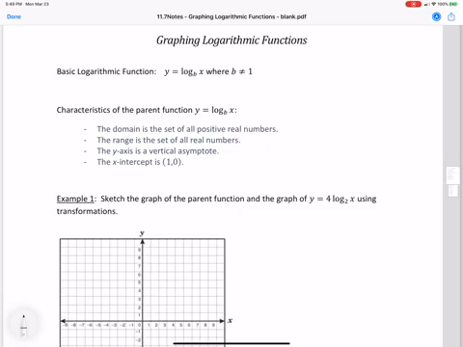And so some of those characteristics of a parent function. If we were looking at just this parent function, the domain is the set of all positive real numbers. The range is the set of all real numbers. The y-axis is going to be the vertical asymptote. Now, by asymptote, we mean values that it approaches but doesn't ever reach. So when we talk about an asymptote, we're talking about the value a graph approaches but never reaches.